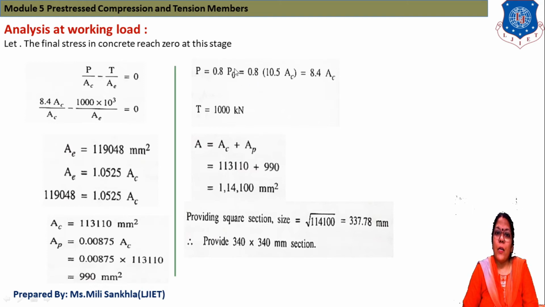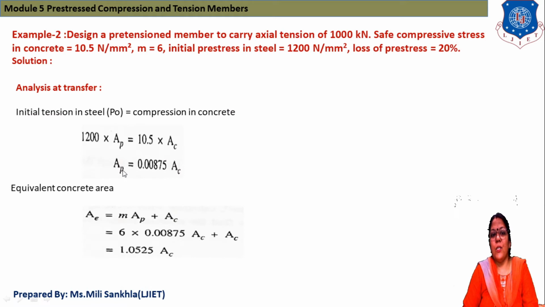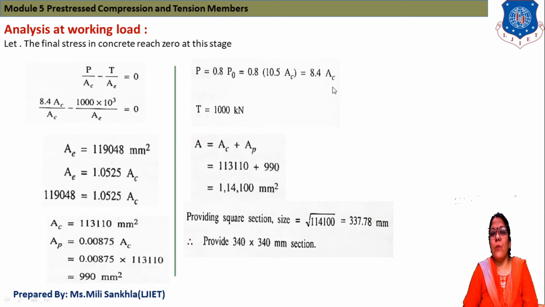Now 0.8 initial pre-stressing force is equal to 10.5 Ac. Look at this: initial pre-stressing force is given in data as 10.5 Ac. So here we write 10.5 Ac, and after multiplication we get 8.4 Ac. That is our effective pre-stressing force. Now T is equal to 1000, again this is given in data. Put the value, P is equal to 8.4 Ac.